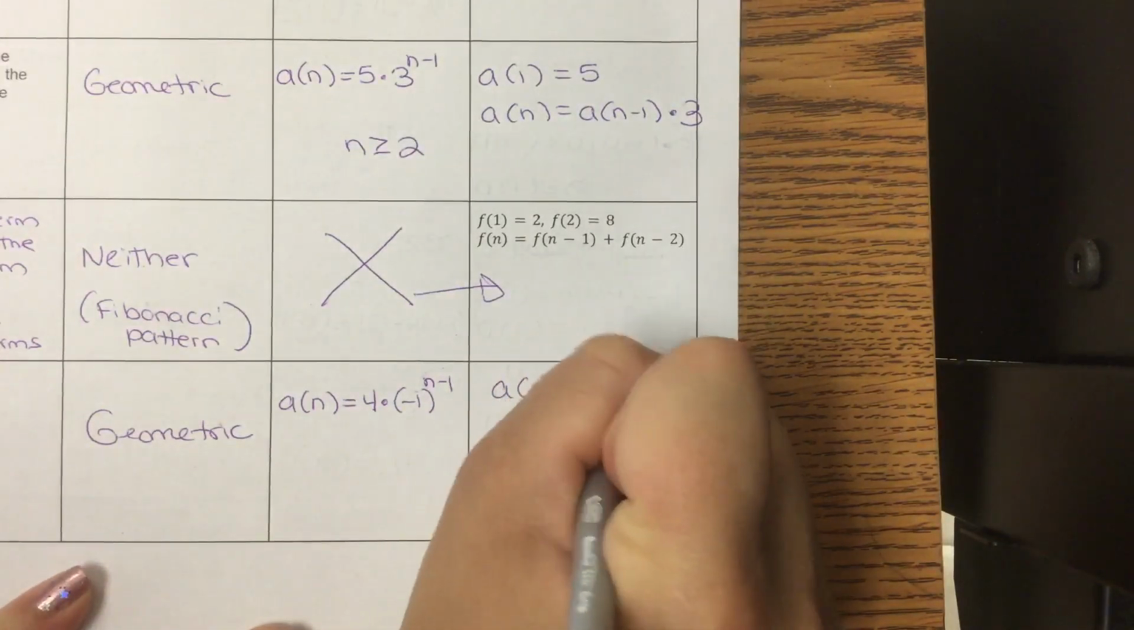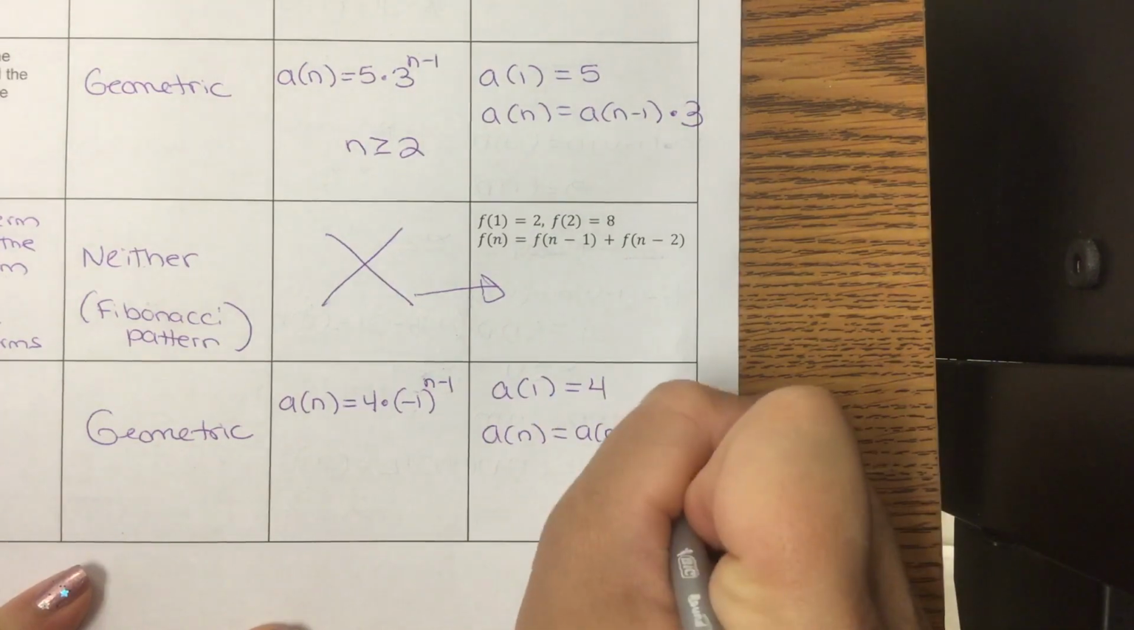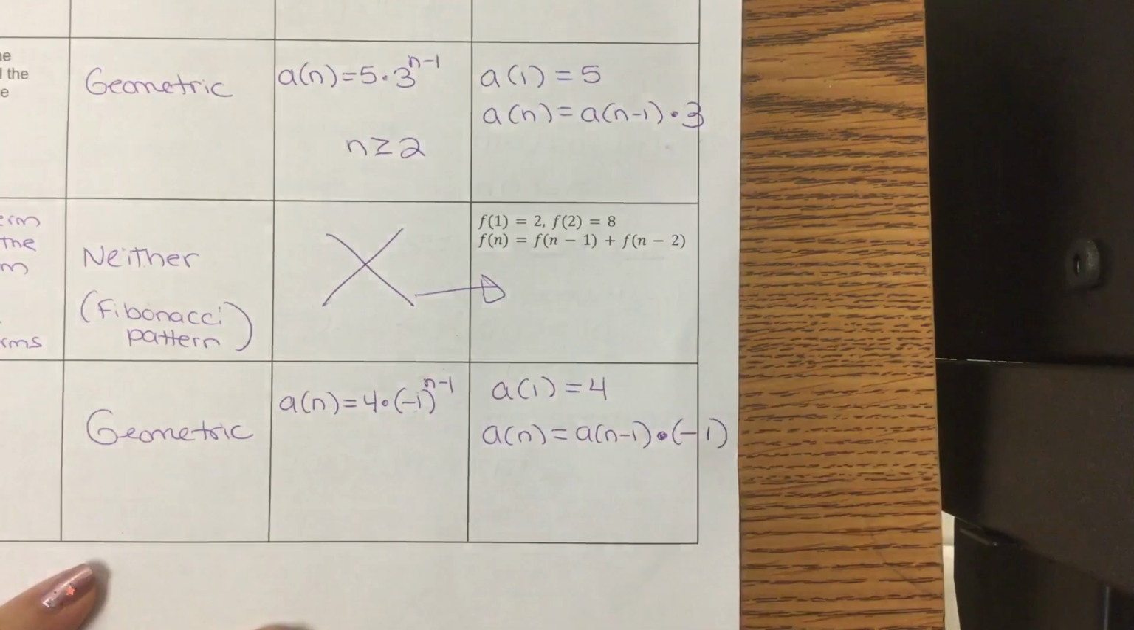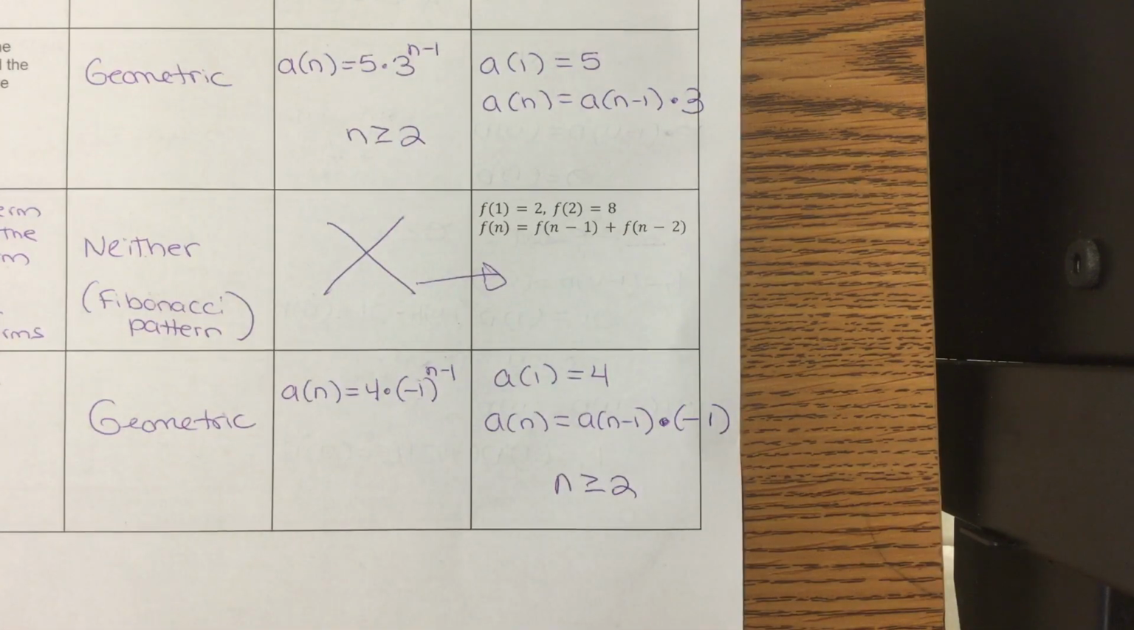And we're going to say a of 1 is 4, a of n equals a of n minus 1, and we're multiplying by -1 each time. And if we want to say for the second term onward, we could do that.